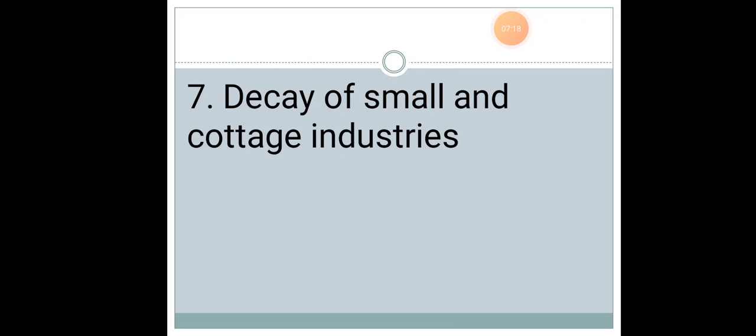The next thing is the decay of small and cottage industry. What does decay mean? Decay in this context means decrease, or not being seen. At this point of time, only the large companies or large industries are becoming more profitable in the economy. In spite of that, the small-scale and cottage industries are not being seen in the economy.